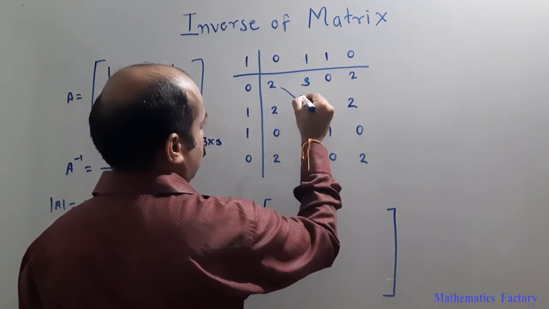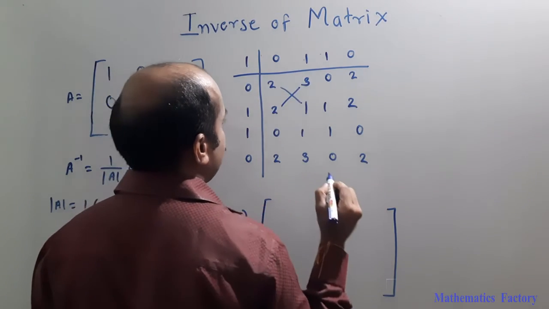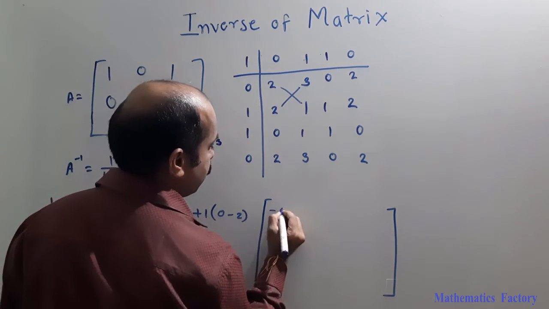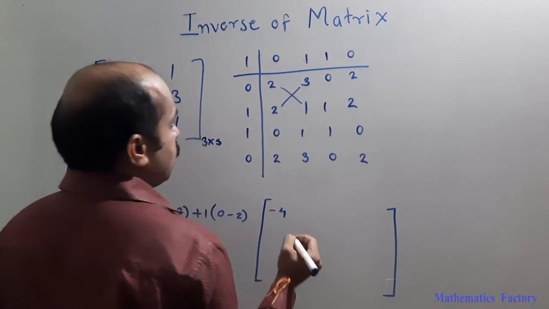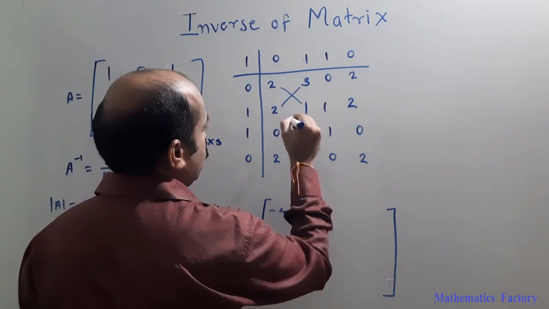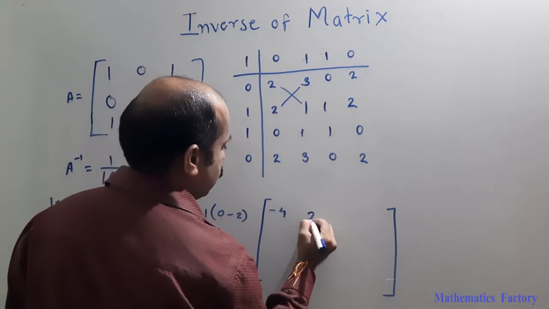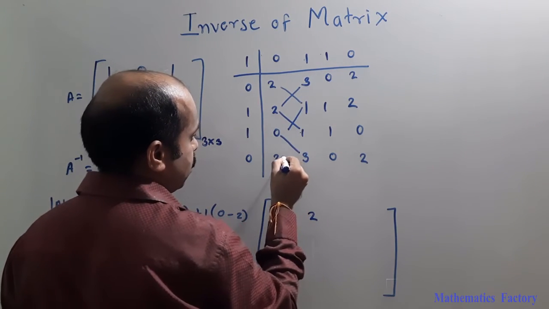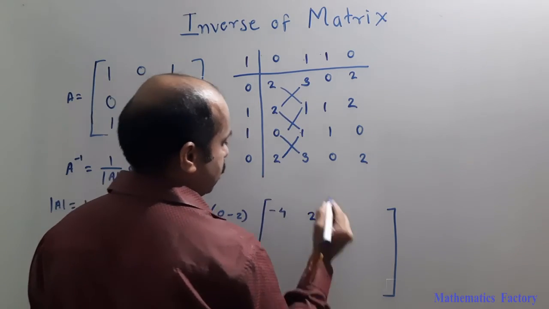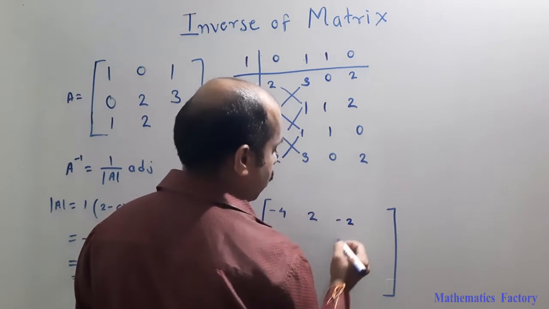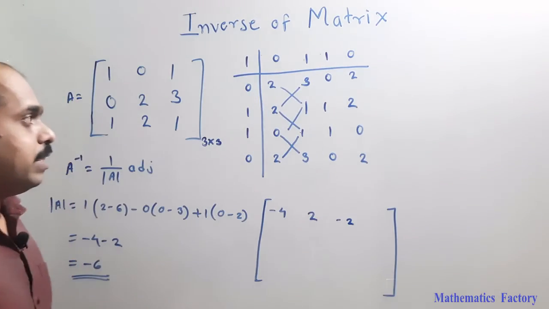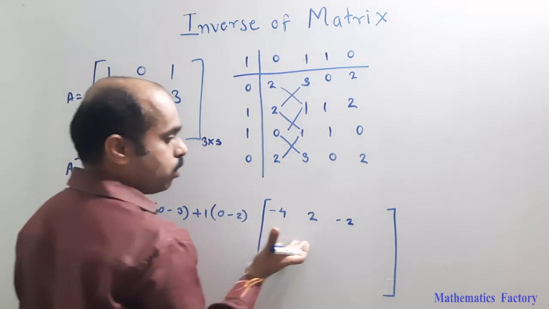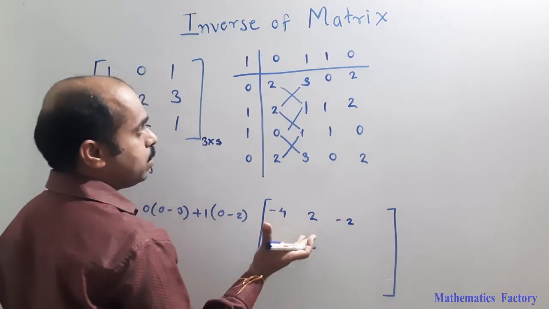So 2 into 1 minus 2 into 3, so that is minus 4. Next, 2 into 1 minus 0, that is 2. This way. Now 0 into 3 minus 2 into 1, that is minus 2. Also notice one thing, that I am doing the cross multiplication in a vertical way, but I am writing in a horizontal way. Okay. So remember this thing.